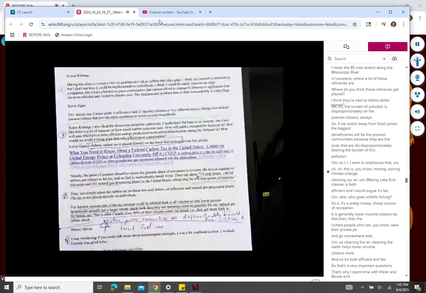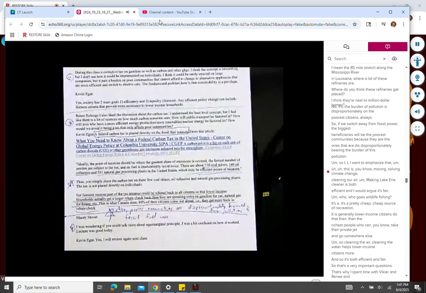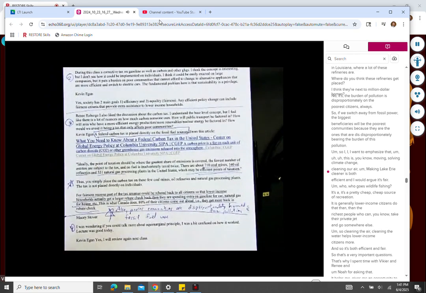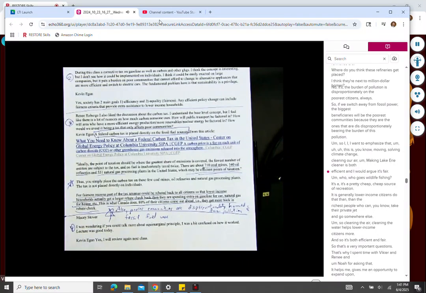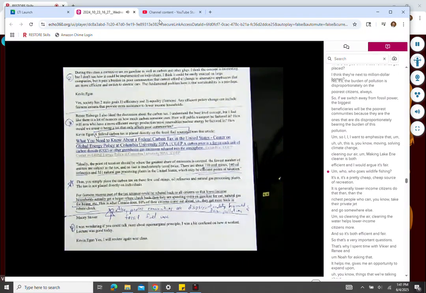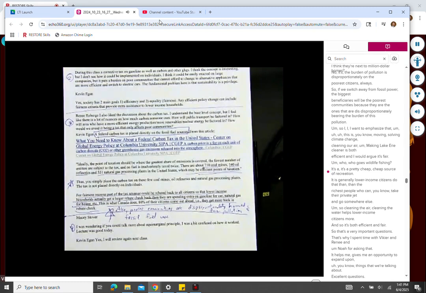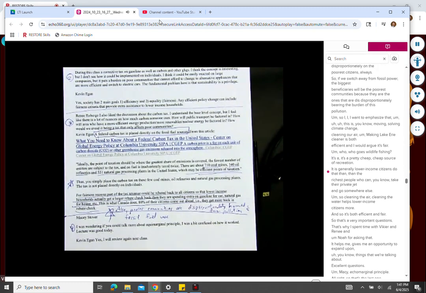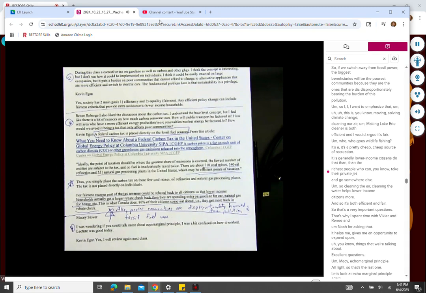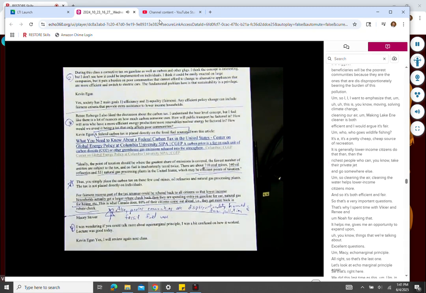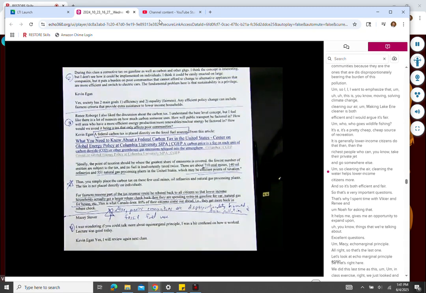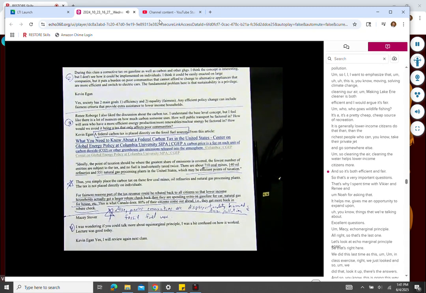So I want to emphasize that solving climate change, cleaning our air, making Lake Erie cleaner is both efficient and, I would argue, fair. Who goes walleye fishing? It's a pretty cheap source of recreation. It is generally lower income citizens who do that, rather than the richest people who can take the private jet and go somewhere else. So cleaning the air and cleaning the water helps lower income citizens more. And so it's both efficient and fair.